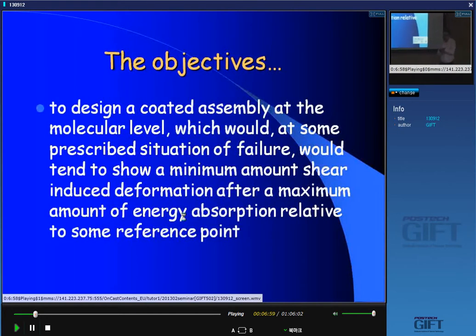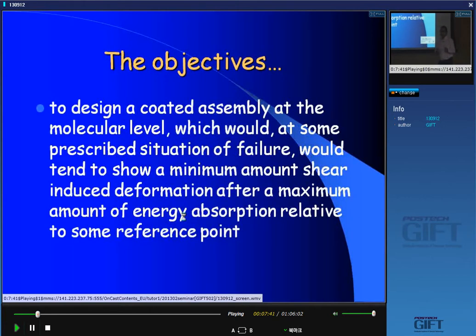That means I am shearing, shearing, shearing. At some point it fails, but before failing, it should absorb as much energy as possible. That means it is very strong. It doesn't like to fail too much. That is my requirement number one. I also have a second requirement. The second requirement is that it will fail after absorbing maximum energy, but it will fail with minimum deformation. You understand? I want to design a coated steel which will fail after maximum energy absorption with minimum deformation.